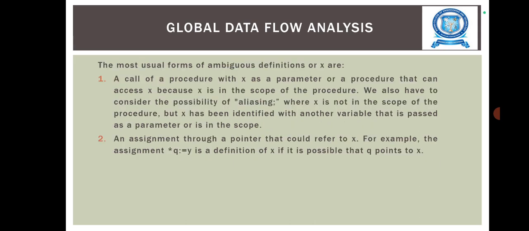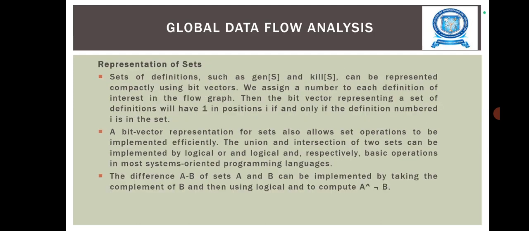The most useful forms of ambiguous definition of x are a call of a procedure with x as a parameter or a procedure that can access x, because x is in the scope of the procedure. We also have to consider the possibility of aliasing, where x is not in the scope of the procedure but x has been identified with another variable that is passed as a parameter or is in the scope. Another is an assignment through a pointer that could refer to x. For example, the assignment *q = y is a definition of x if it is possible that q points to x.